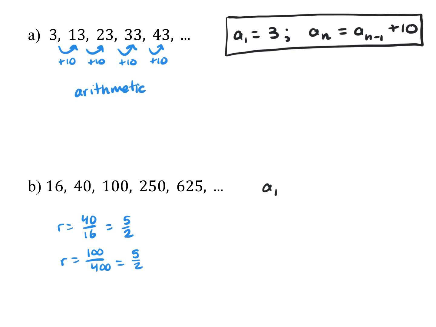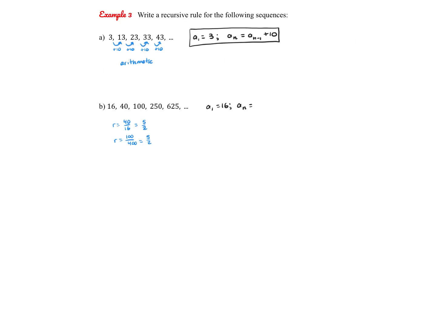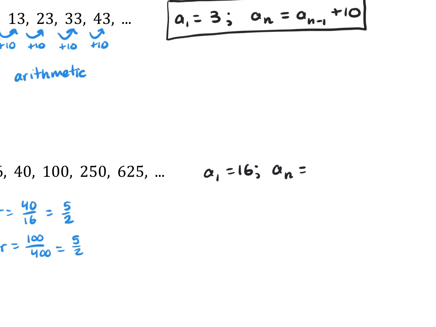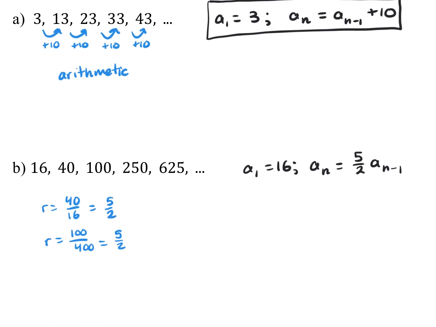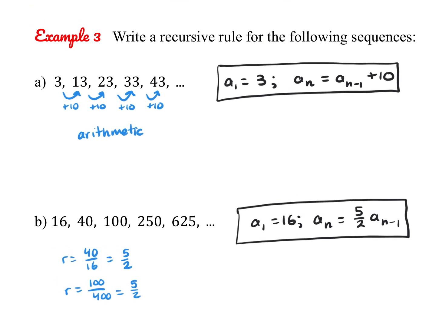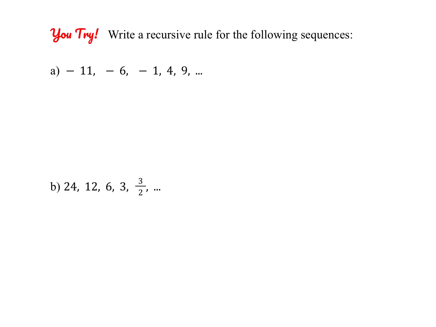So again, just make sure we define our first term, and then we say any term is simply going to be the term before times 5 over 2. So I could say 5 over 2 times a sub n minus 1, or you can say a sub n minus 1 times 5 over 2. Either way, it means the same thing. All right, go ahead and pause the video and give these two a try on your own.